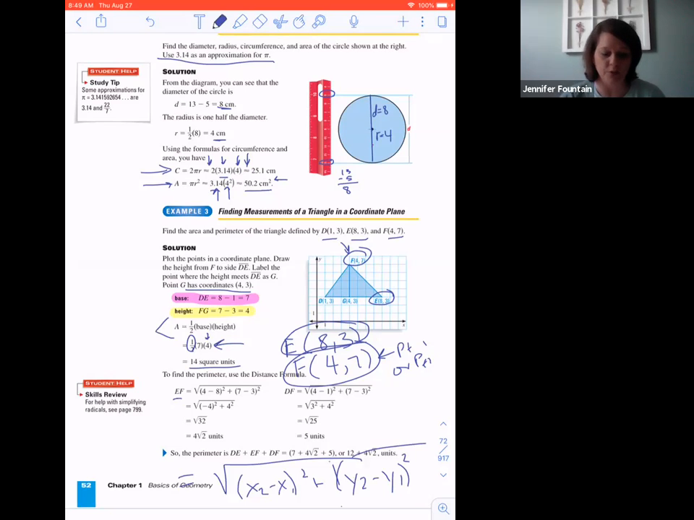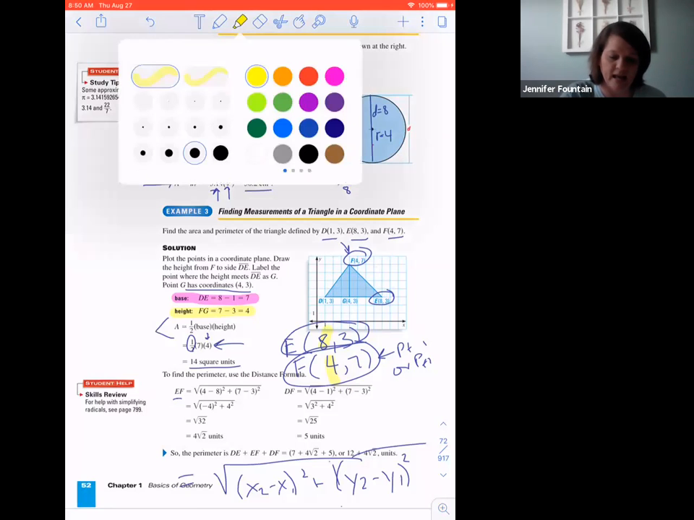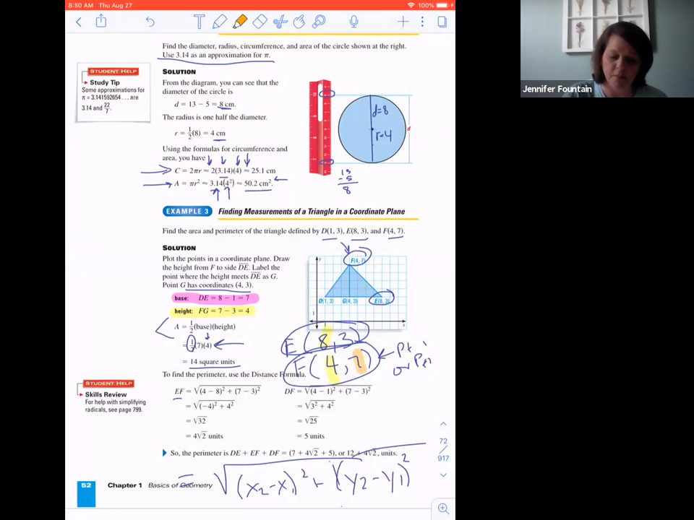So they ended up using F as point 2. So you've got x2 minus x1, and then you have y2 minus y1. Okay, so like we said, 4 minus 8 is -4. -4 squared will be 16. And then 7 minus 3 is 4, and 4 squared is 16. So you have 16 plus 16 gives you 32.